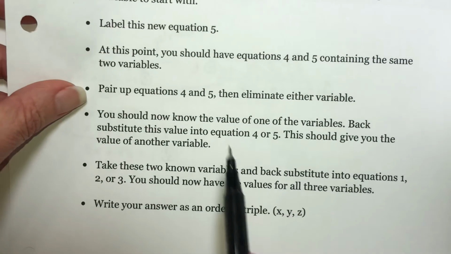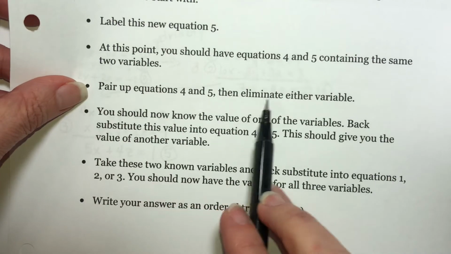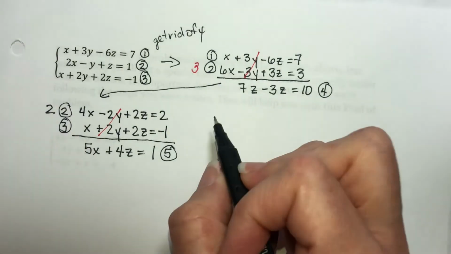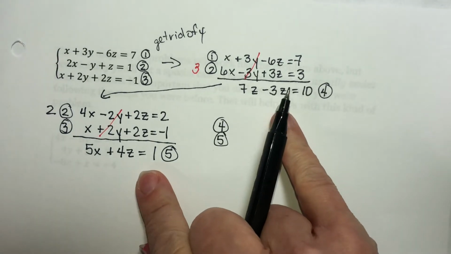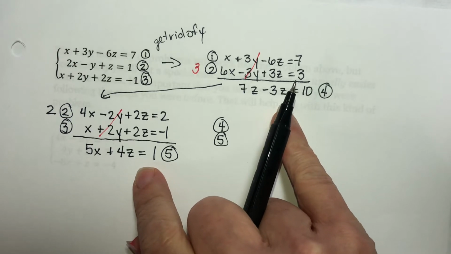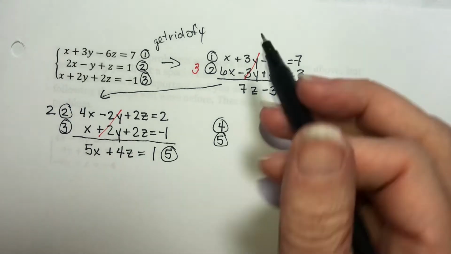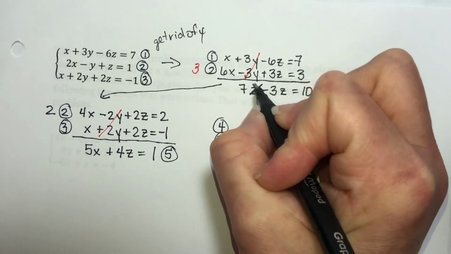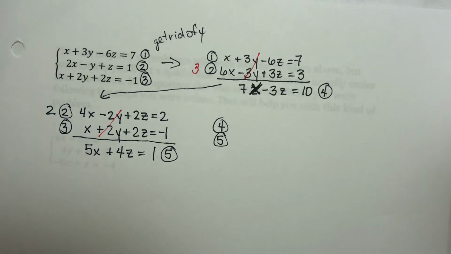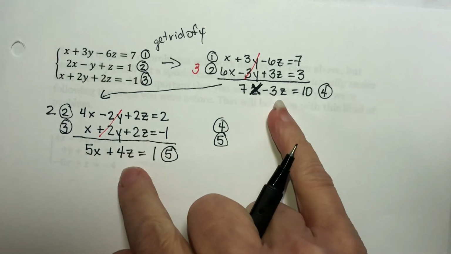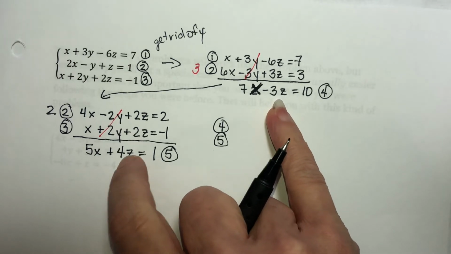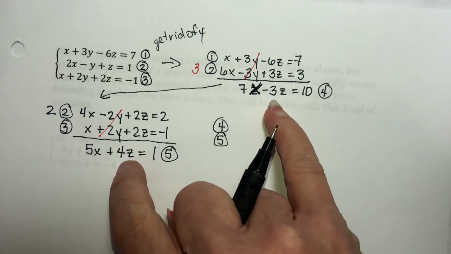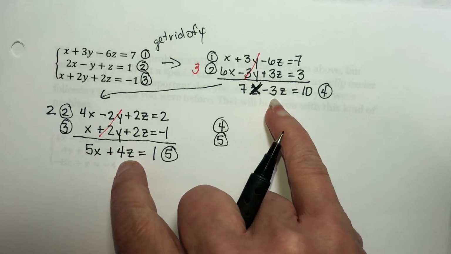Okay, next step. Pair up 4 and 5 and then eliminate either variable. Okay, so if I pair up 4 and 5, this is essentially a problem that we did in section 4.1. We have the same two variables, except that should be an x there. Sorry about that. That's the kind of thing we have to be super careful about. All right, now if we want to get rid of a variable here, if I take 4 and 5, well, only because this is a negative and this is a positive, that's the only reason I think z might be easier to get rid of.